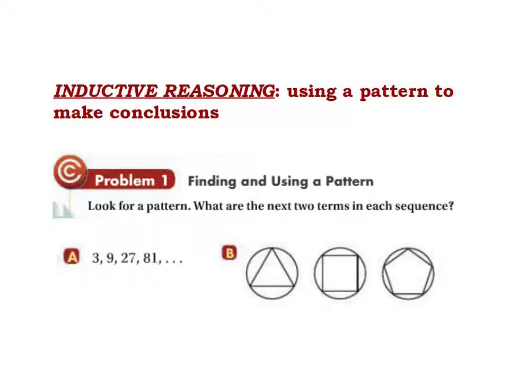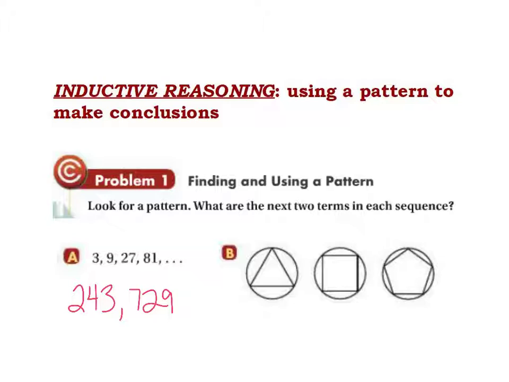Okay, I'm digging out my calculator here, stalling a little bit. Okay, so I'm going to take my 81 times 3. That's 243. Take that times 3. I get 729. So the next two numbers would be 243 and 729.